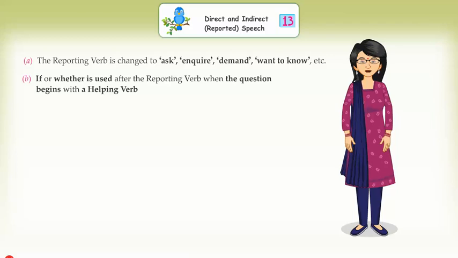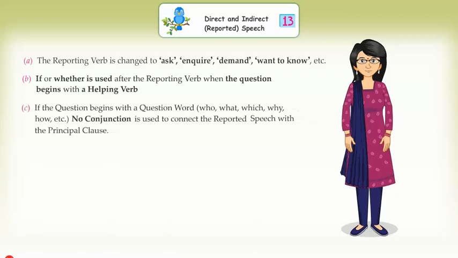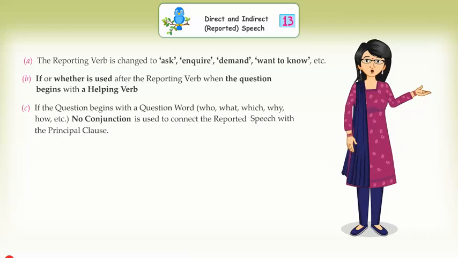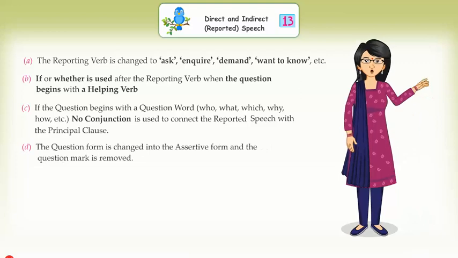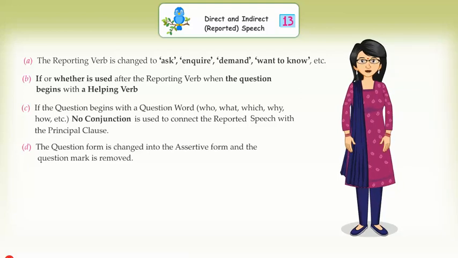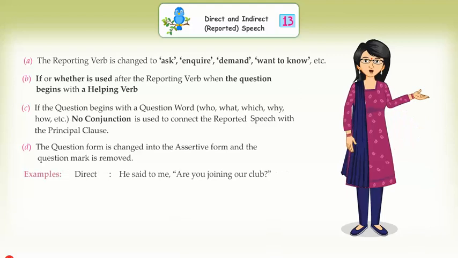B. If or whether is used after the reporting verb when the question begins with a helping verb. C. If the question begins with a question word, who, what, which, why, how, etc., no conjunction is used to connect the reported speech with the principal clause. D. The question form is changed into the assertive form and the question mark is removed.